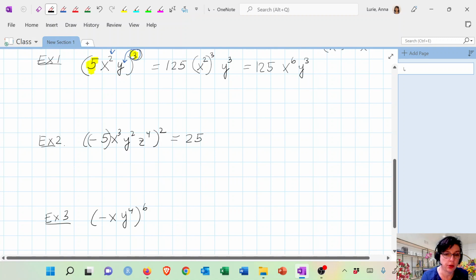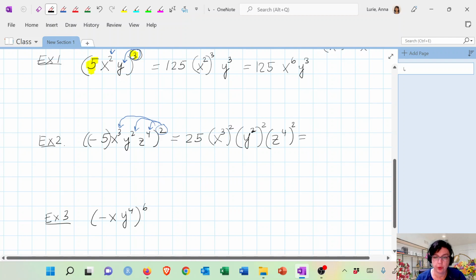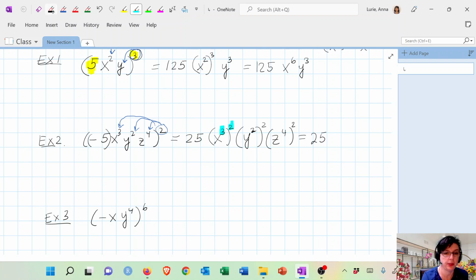So that's the first thing. Second thing is we're going to start taking that power and distributing it to all of these terms, okay? So let's get through all of these. So x cubed is going to be squared, right? Y squared is also going to be squared. Z to the power 4 is also going to be squared. So that power goes to every single power of these. And remember that to finally simplify, to write the final answer, we multiply these powers.